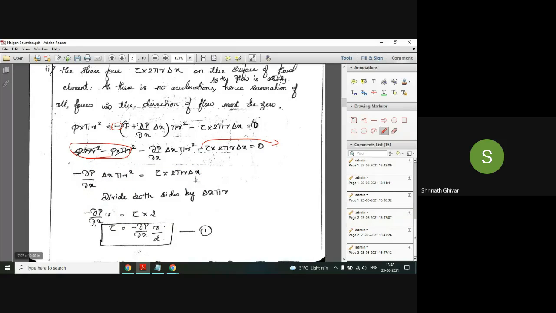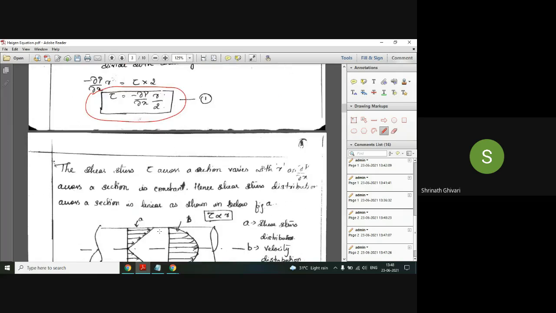So this is our equation 1. Next, what it says is that the shear stress tau across a section varies with r.